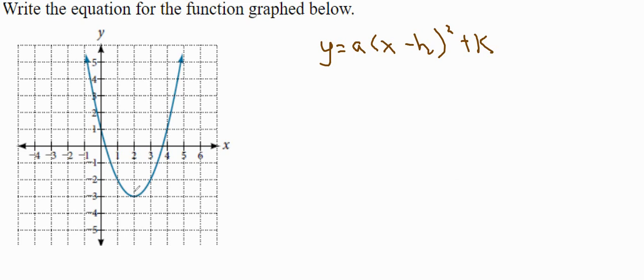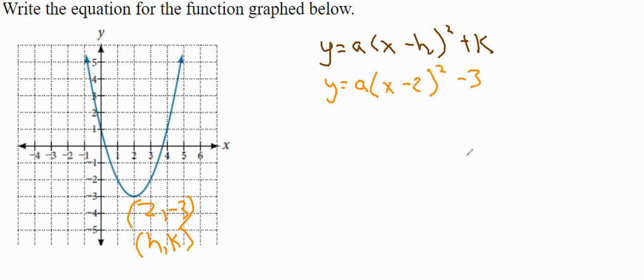So the first thing we want to do is identify the vertex, which is, in this case, the lowest point, and that's going to be the point 2 comma negative 3. And remember that this goes in the form of h comma k. So now we can put the h and k values in. We have a negative 2 there for the h, and a negative 3 for the k.